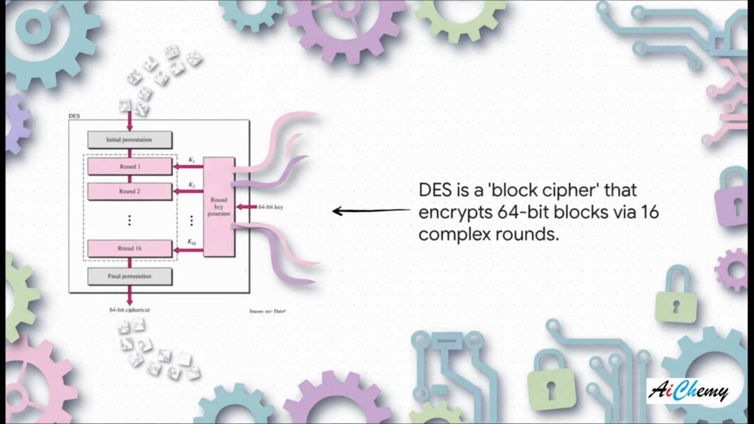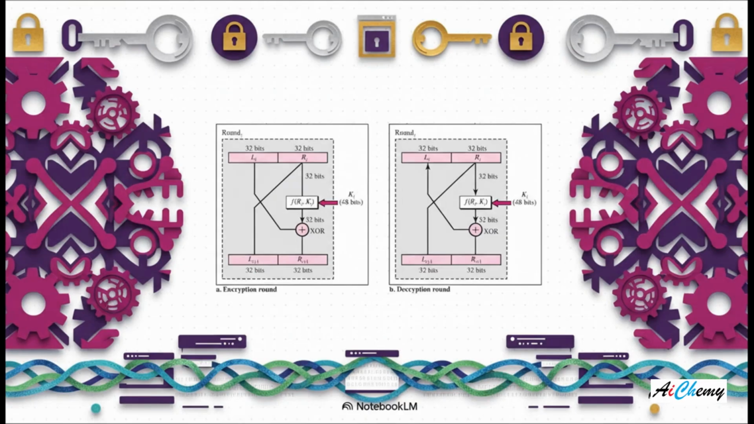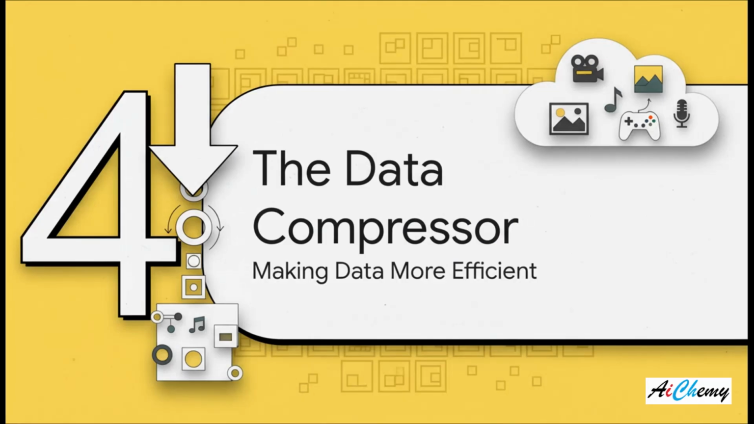By the time the data comes out the other side, it's so twisted and transformed that it's completely unrecognizable. And here's the really elegant part. It's symmetrical. The complex process used to encrypt the data is essentially the same as the one to decrypt it. You just run it backwards. It's a beautiful, efficient design that was a cornerstone of data security for years, all happening right at the presentation layer.